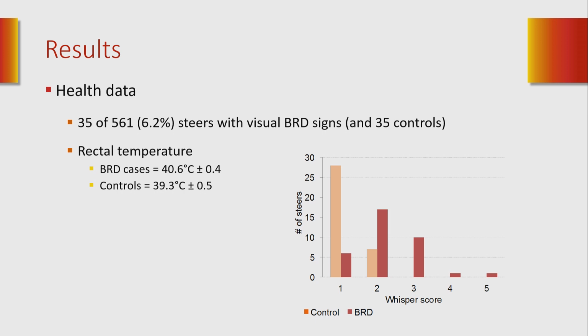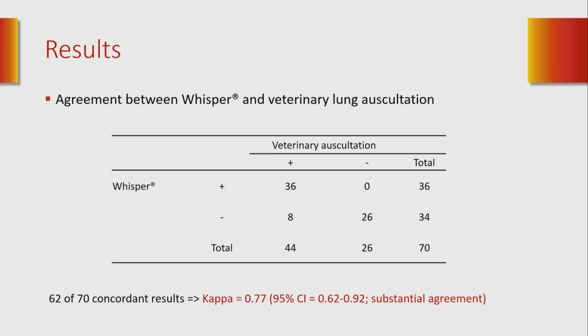As you can see, 7 control had a score of 2, so was classified abnormal, and 6 BRD had a score of 1, so classified as normal by the tool. However, when we compared the whisper results with the veterinary auscultation, we found a substantial agreement with a kappa statistic of 0.77, which is quite high.